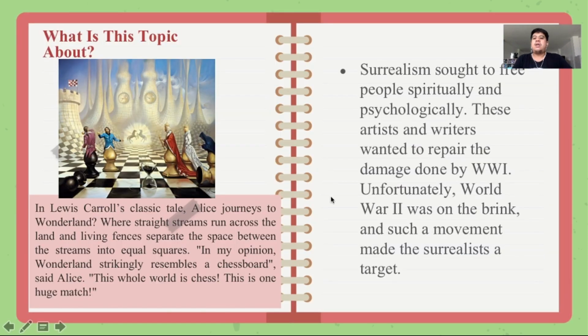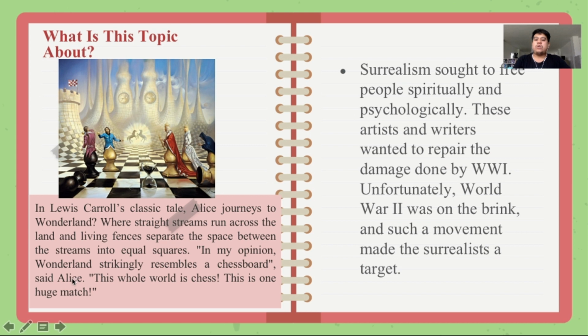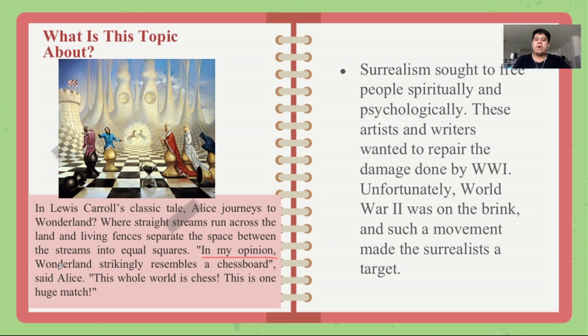Okay? So, we have here another picture. Before we have the manticore, now we have this one. I know you are very familiar with this. So in Lewis Carroll's classic tale, Alice journeys to Wonderland, where straight streams run across the land and living fences separate the space into equal squares. So in my opinion, Wonderland strikingly resembles a chessboard, said Alice. So this whole world is chess. This one is a huge match.